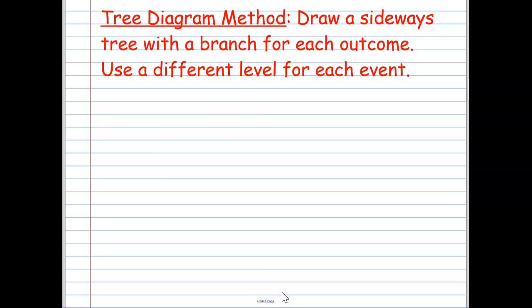Okay, so again, that was a tree diagram. Hit pause and write this definition.